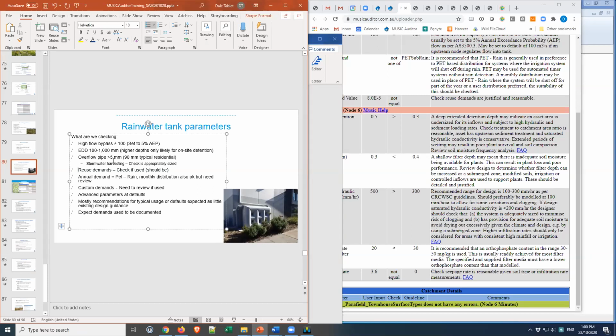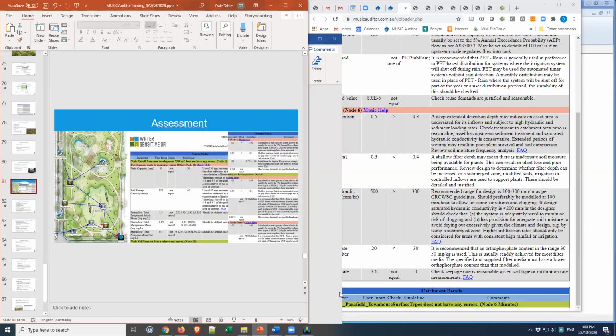I guess coming back to Jude's point before about the summary report file, if someone's using custom demands, you need to document these. You can't just give someone a MUSIC model and go, here's our DA application, here's our MUSIC model, please approve it. You need to say what your assumptions are for those demands, how much use per household, how much toilet flushing, etc. And this is the basis for it. You need to give some justification for what you're using.